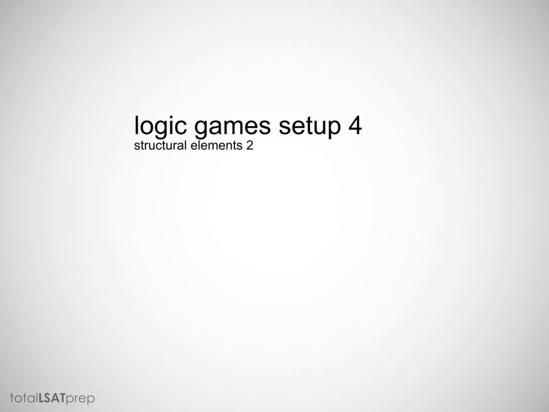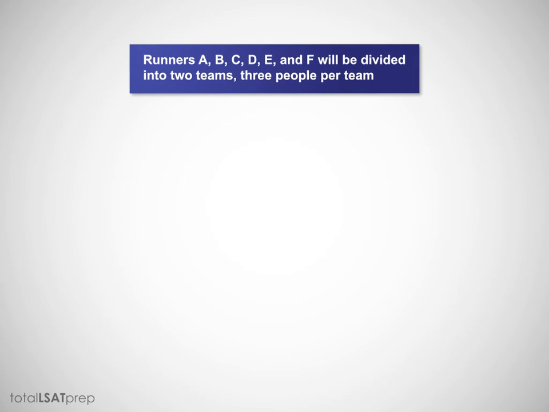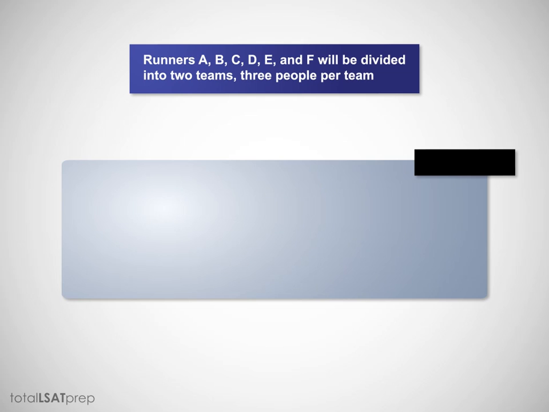Okay, in this movie, we're going to continue our examination of the structural elements. So taking a look at this game, we see that it says that runners A, B, C, D, E, and F will be divided into two teams, 3 people per team. So the two teams, 3 people per team, are our structural elements, and they're grouping games. They're what we call grouping games.